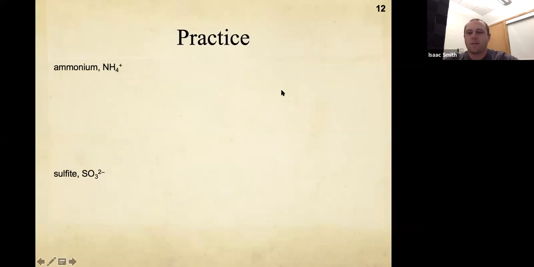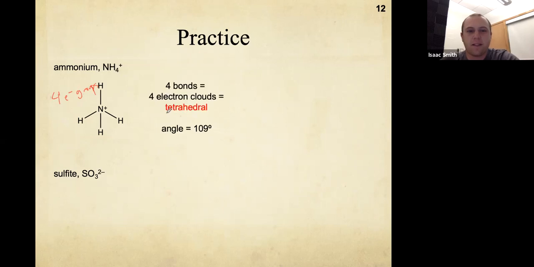All right, let's go through some examples. The first step for all of these is to draw out the Lewis structure. For ammonium, that would be the Lewis structure that we have. Ammonium has 4 single bonds, so that's 4 electron groups, which would be tetrahedral electron group geometry. Because there are 0 lone pairs, the molecular shape is the same as the electron group geometry, which is tetrahedral. And the angle between them is 109 degrees.